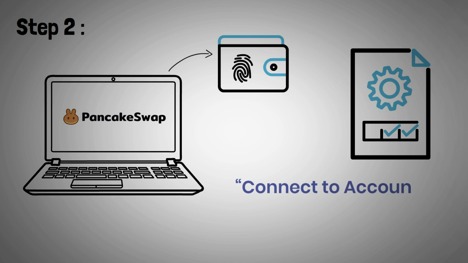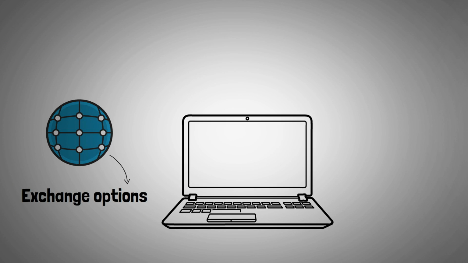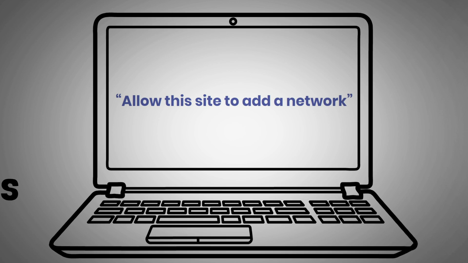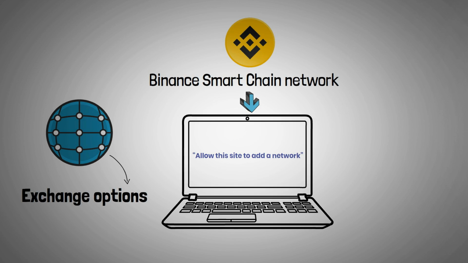Over the Connect to Account page, select the appropriate options and proceed. You need to be clear about what networks you wish to add in the exchange options. For this, approve the options presented across the Allow this site to add a network page. Make sure that the Binance Smart Chain network is selected in the options.